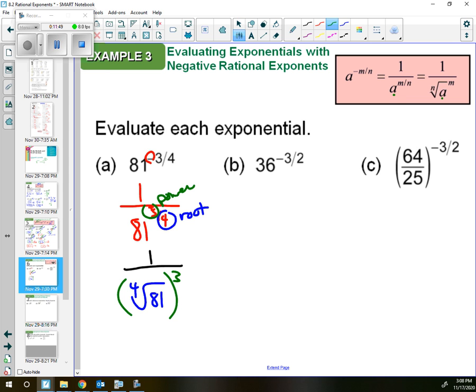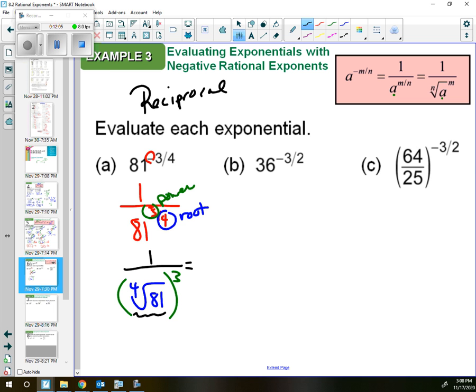So the only difference between what we were doing before and now is where's your negative sign? It's in the exponent. If your exponent's negative, that means reciprocal. That's kind of the key word that we think of when we're thinking about how we calculate these negative exponents. All right, so let's do that calculation then.